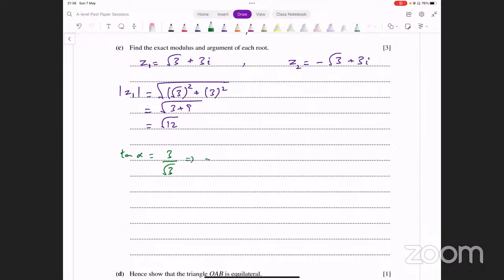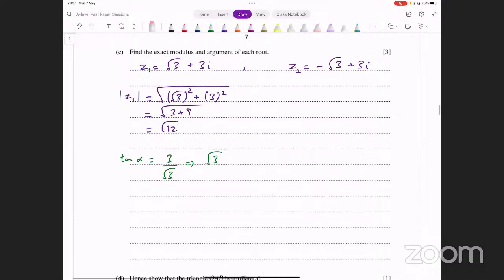This is actually the same as square root of 3, right? Because numerator can be written as square root of 3 का whole square, फिर एक square root of 3 cancel हो जाएगा, and you're left with square root of 3. So tan alpha equals square root of 3.